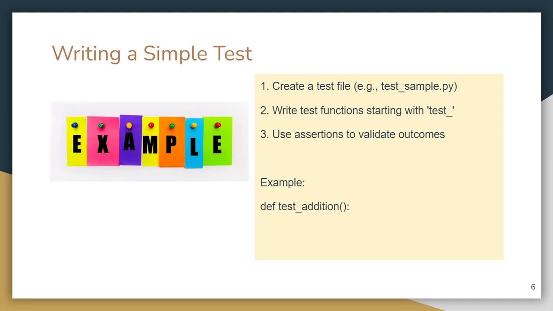Let's see an example. You need to define a function using def space test_addition. We are going to show an addition. Inside the brackets there is no parameter. After that a colon, then assert 1 + 1 == 2, that is, we are going to add two numbers and check whether the sum of 1 plus 1 is 2 or not.